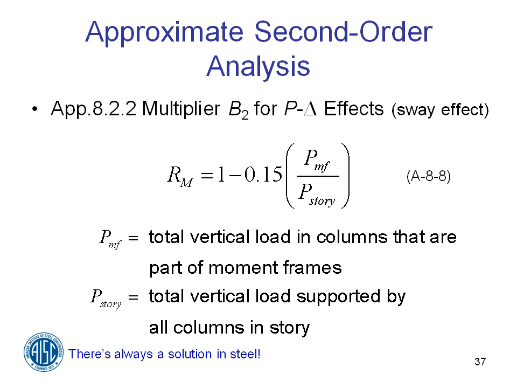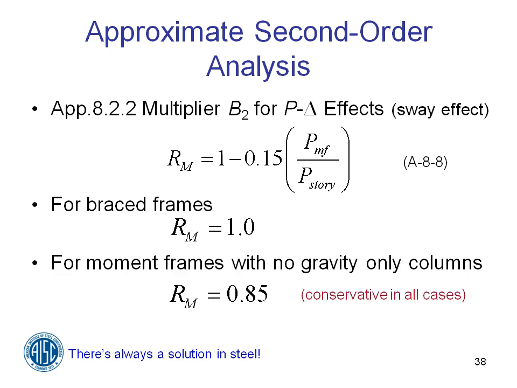If all of the columns in your structure are moment frame columns, then the total vertical load on the moment frame columns is the same as the total vertical load on all the columns, and that ratio, PMF over P story, is 1. And that means that R sub m is 0.85. If, on the other hand, you have a braced frame in which no load is on moment frame columns, then the ratio PMF over P story is 0, and R sub m can be taken as 1. So you see that R sub m of 0.85 will turn out to be conservative in all cases.